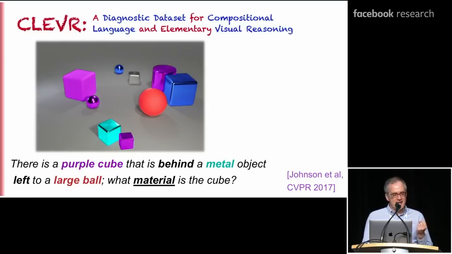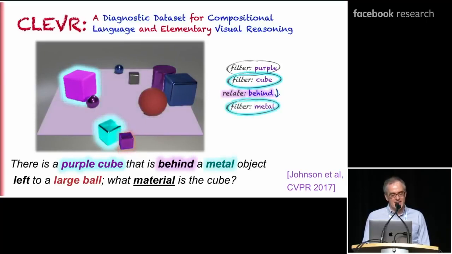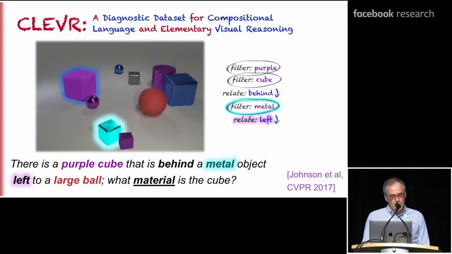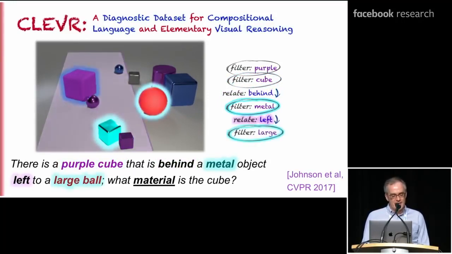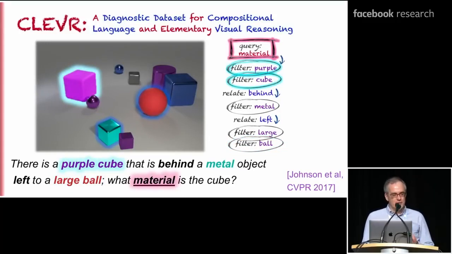So these questions have the kind of complex compositional questions which are custom designed to be good places to see whether you can understand and reason. So if we just walk through for a moment what you have to do, you start with there being a purple cube, so there are a couple of purple cubes, then it says it's behind a metal object, so there's a metal object and the things behind it, then left to a large ball, so there's a large ball and the things left to it, so that pretty much narrows it down to a certain purple cube, and then it asks what material is the cube.